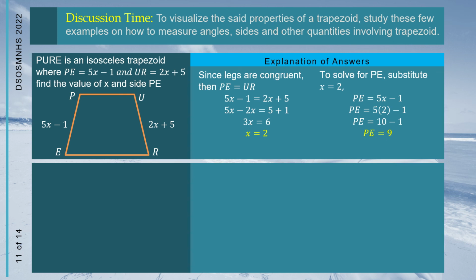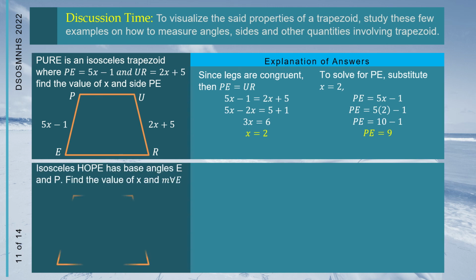So if PE is 9, UR should also be 9. Why? Whatever the solution, if x is 2, 2 times x is 2 times 2, 4. 4 plus 5, it should be 9. This is because the two legs of an isosceles trapezoid are the same. That ends our third example.